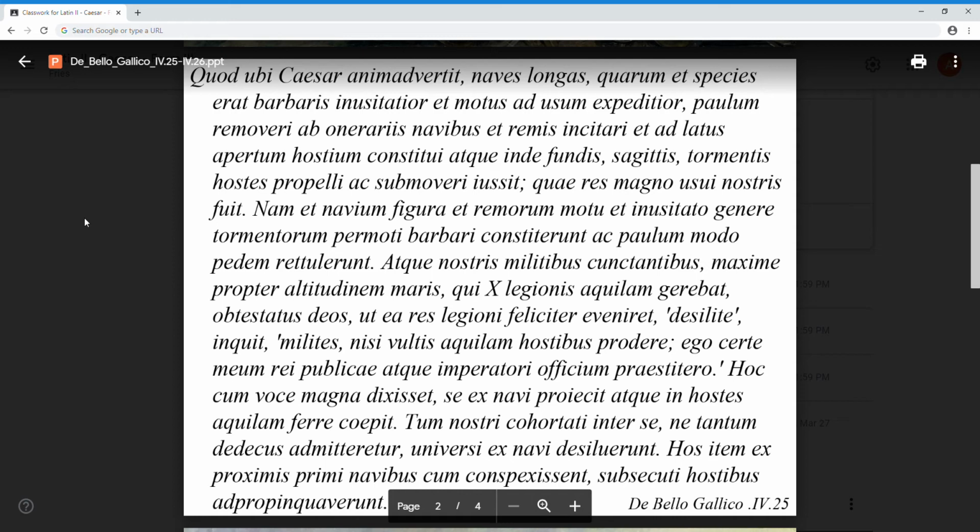Atque inde fundis, and then, atque being a souped up "and", and then inde, thence, from that place, from that position, meaning the one that they constitui, took up at the enemy's exposed flank, and from that position, thence, from there, fundis, sagittis, tormentis: with slingers, with arrows, fundis, sling bullets, with arrows, with tormentis, tormenta. That's the Latin word for artillery.